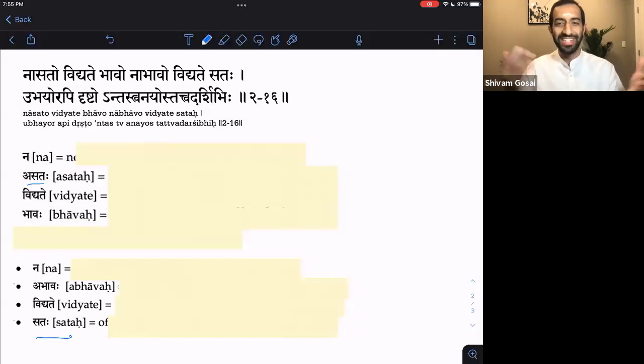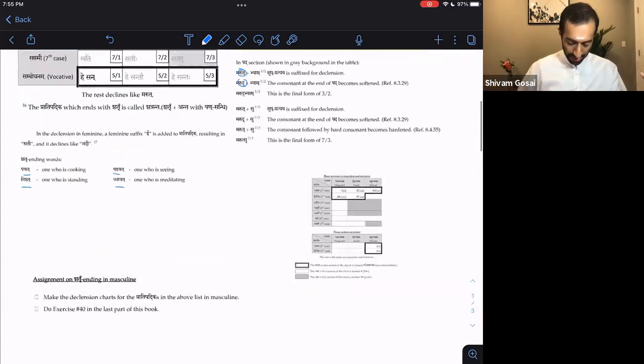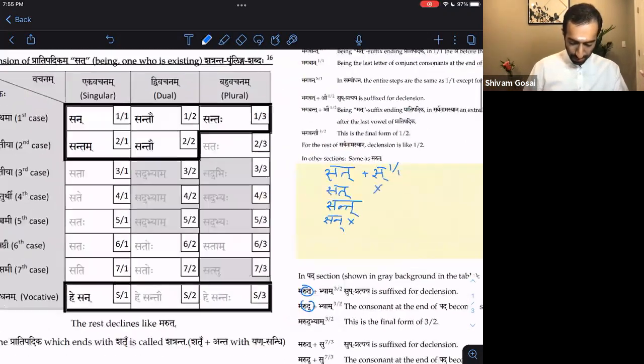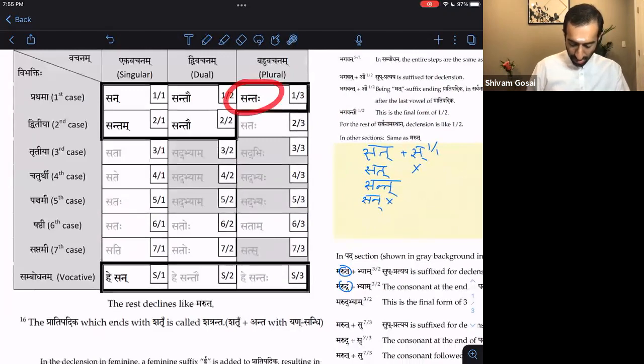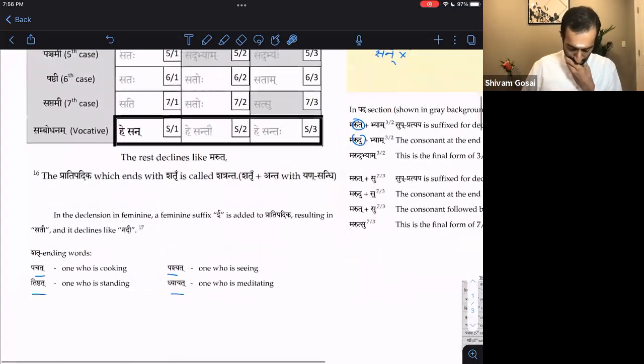Okay, so have we seen Sataha today? Yeah, we've seen Sataha in a few places in our chart, right? We see Sataha 2-3, 5-1, 6-1. Not 1-3. Can't be 1-3 because you get the nakara in the Sarvanamastha. Okay?